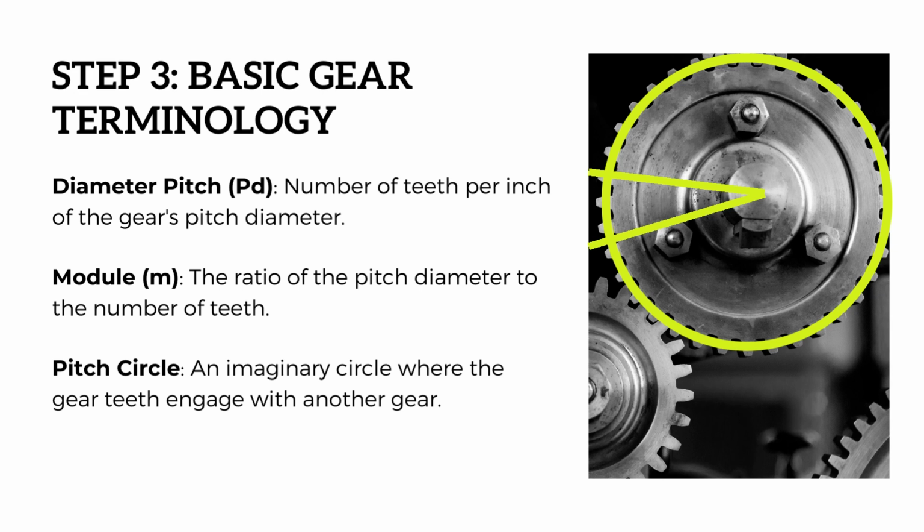Step 3. Basic gear terminology. Diameter pitch, also known as PD, is the number of teeth per inch of the gear's pitch diameter. Module, also known as M, is the ratio of the pitch diameter to the number of teeth. Pitch circle is an imaginary circle where the gear teeth engage with another gear.